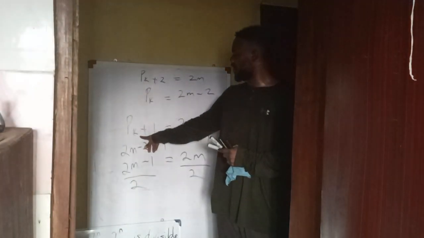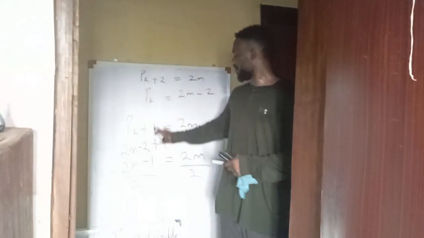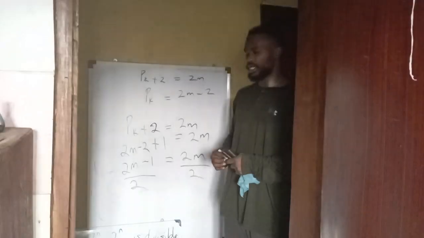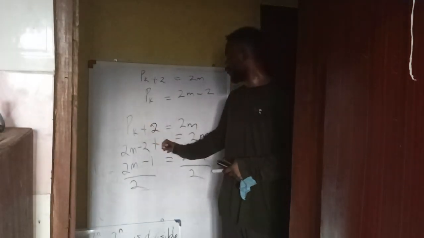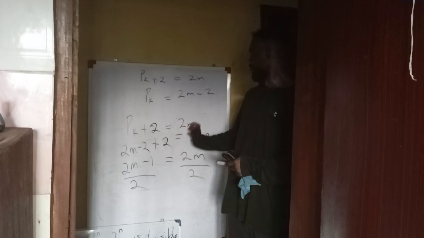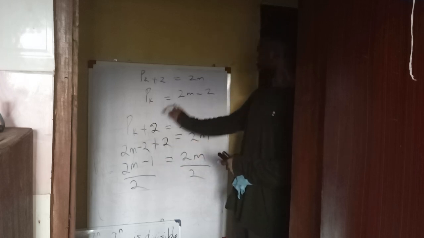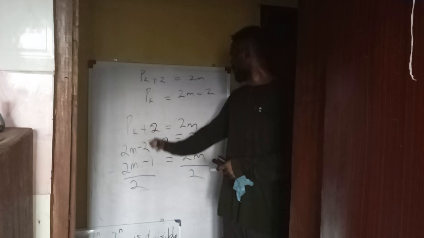So the P of k here, I'm not going to do P of k plus 1. Rather, I'm supposed to have done P of k plus 2. I see it. Yes, Shebi? Yes. When I did this, yes. So it's supposed to be P of k plus 2.